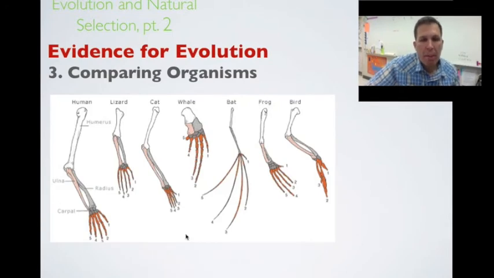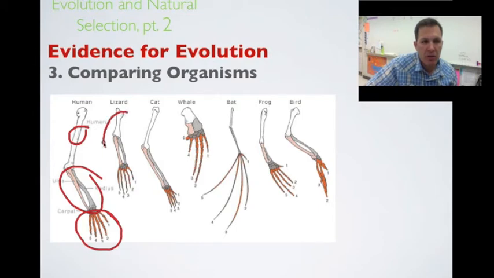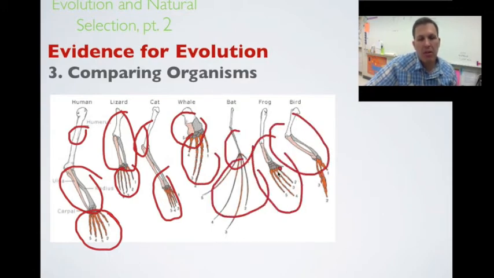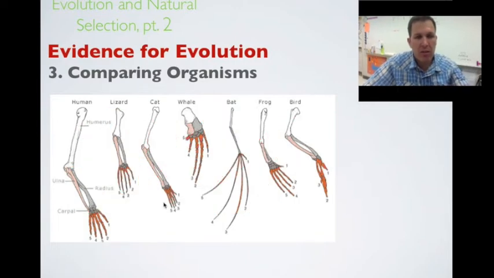Number 3, we can compare different organisms that live today. And again, I think I showed you this picture before. We can look at the arm bones: 1 bone here, 2 here, 5 digits here, and it matches perfectly a lizard and a cat and a whale and a bat and a frog and a bird. So all of those animals have the same bones, the same basic structure of the arm. They just stretched out or shortened a little bit.